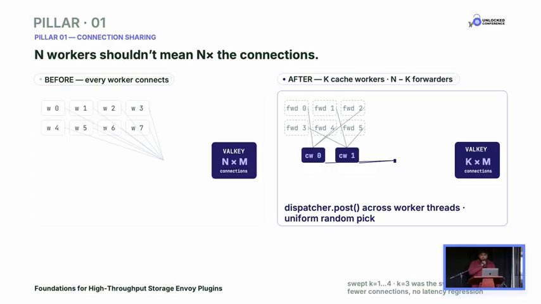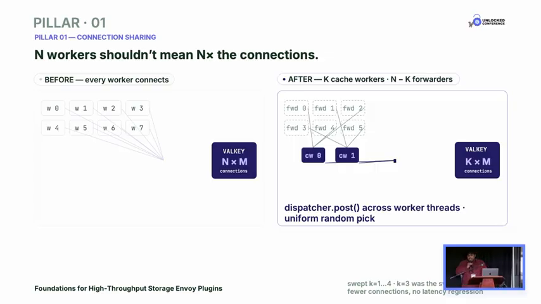So how did we solve this? We built something called connection subsetting or sharing, where we choose a few cache worker threads as the cache owner threads, and the rest of the worker threads as forwarders, and we do the thread hopping. When a request lands on a worker thread which is a forwarder, we forward it to a cache worker using Envoy's dispatcher, and once the cache worker does it, the callback will be executed back on the original worker. So that's the thread hopping we do.